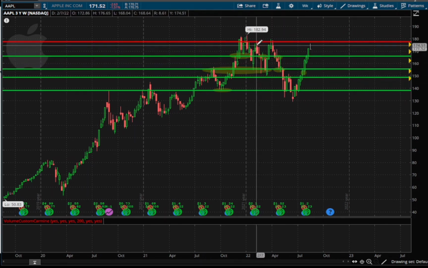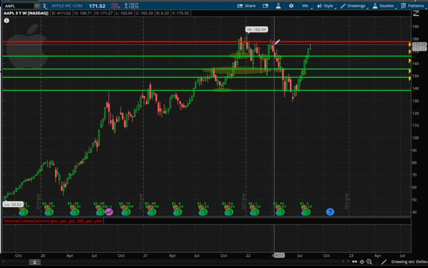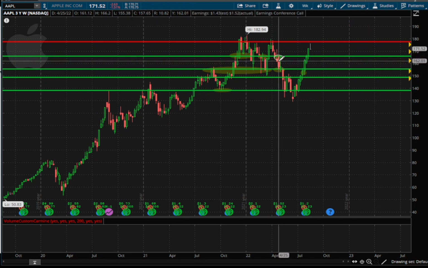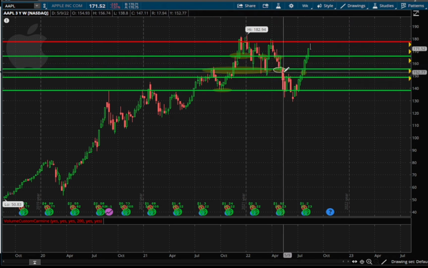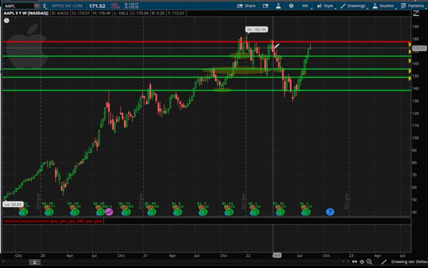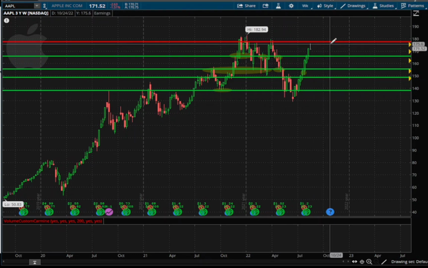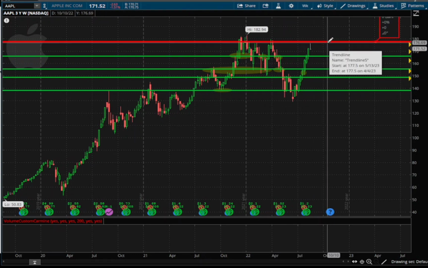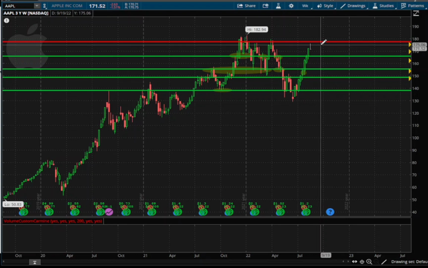1, 2, 3. Apple fell for 3 weeks after hitting it one time, and they got back up to it again. It fell for 1, 2, 3, 4. Pretty much 5, 6, 7. Fell for 7 weeks after hitting it another time. So what do you think it's gonna do this time? Do you think it's gonna fall from hitting this resistance?